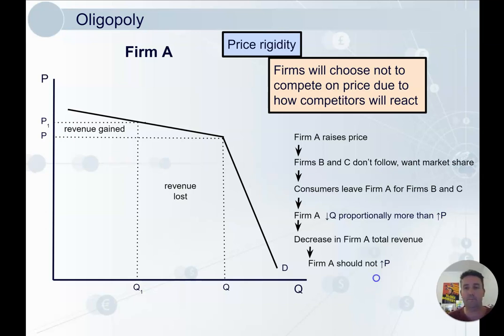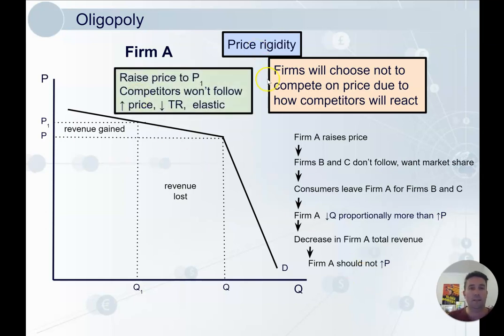Right? This is the key takeaway. They raise their price to P1. Competitors won't follow. An increase in price leads to a decrease in total revenue. Therefore, we'd say that demand is elastic above this point.